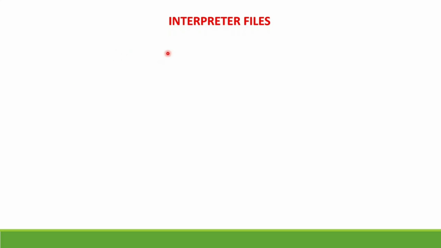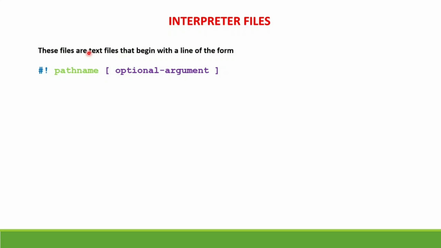The next topic is interpreter files. So what is an interpreter file? These are nothing but text files that begin with a line of the form hash exclamation symbol, followed by a path and followed by optional arguments. We have already seen such interpreter files. The shell script we have written is an example of an interpreter file. So what will be the first line of an interpreter file? It will have this symbol, which is called shebang. And what does this represent?